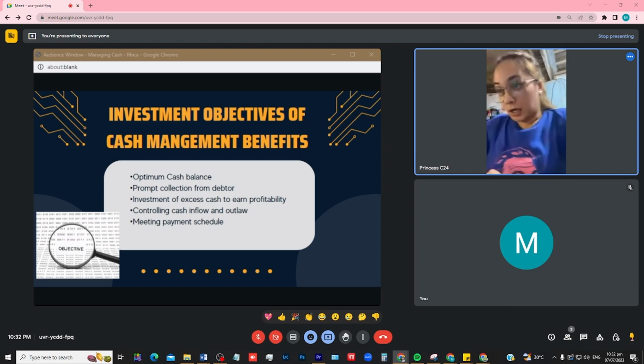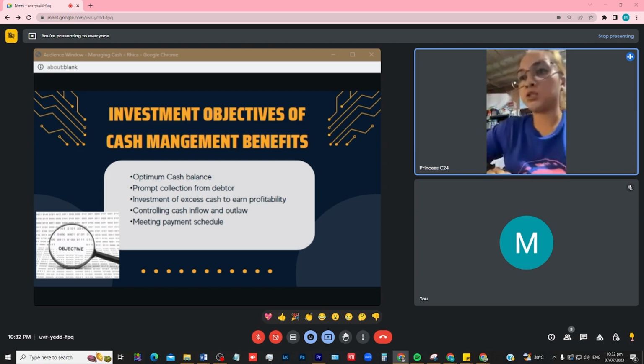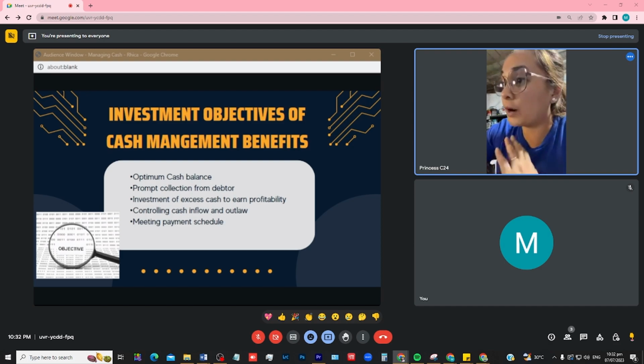Another investment objective of cash management is collection from debtors. Debt collection is the process of pursuing payments of money or other agreed upon value owed to a creditor. The debtors may be individuals or businesses. An organization that specializes in debt collection is known as a collection agency or debt collector.